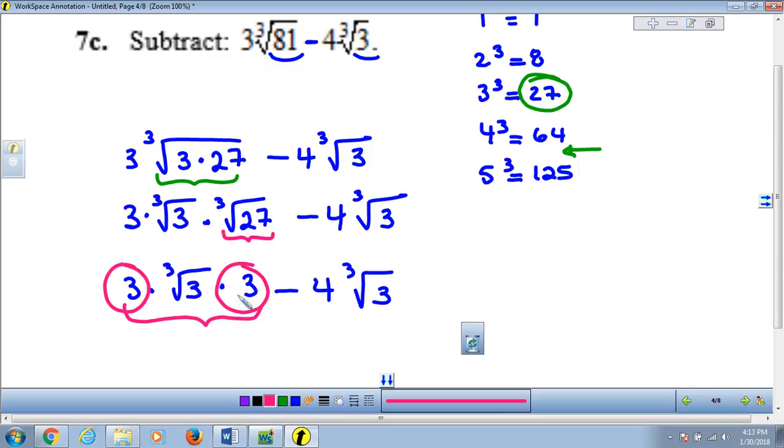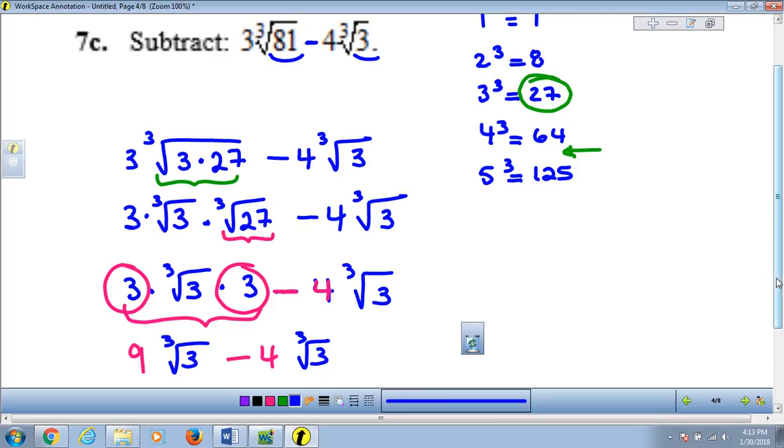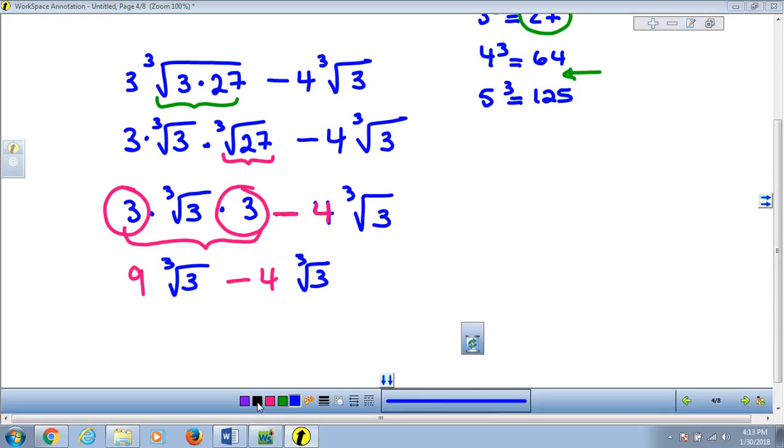All we're going to do is simplify this expression a little bit. You are able to multiply these two coefficients. 3 times 3 is 9. Cube root of 3, and now you're going to subtract 4 cube root of 3. And so now you're able to actually perform the subtraction between these two terms because they have like radicals here. So 9 minus 4 is 5 cube root of 3. And that would be our answer.